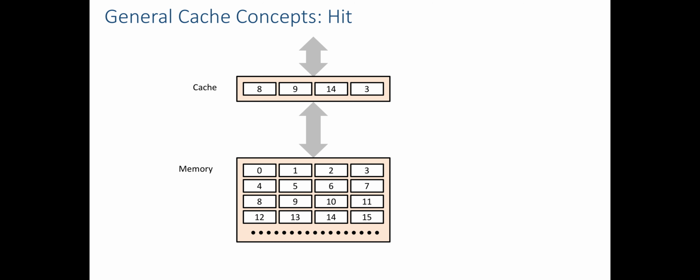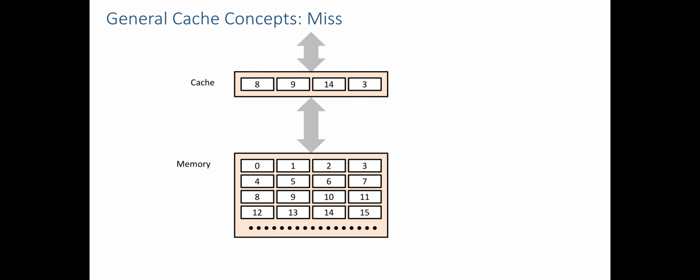So there are some very important concepts associated with this. One of them is called a hit. So if the program needs a data element or an instruction that is in block 14 and it's in the cache, excellent. Now we can access that straight away, and it's called a hit to the cache.